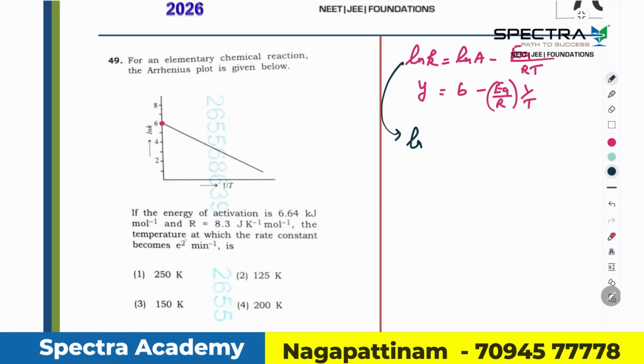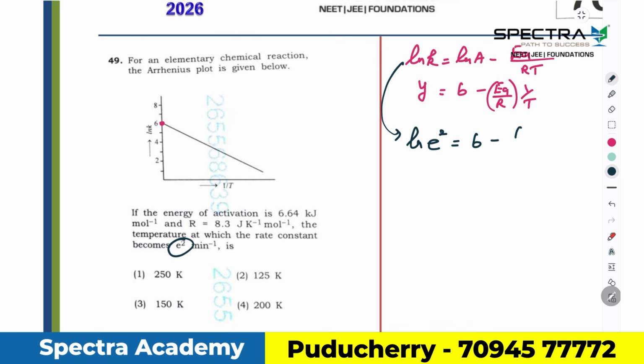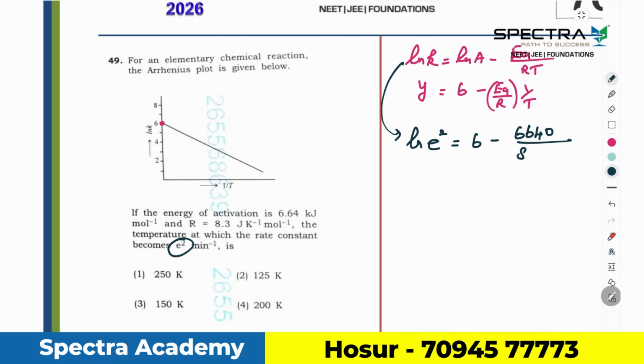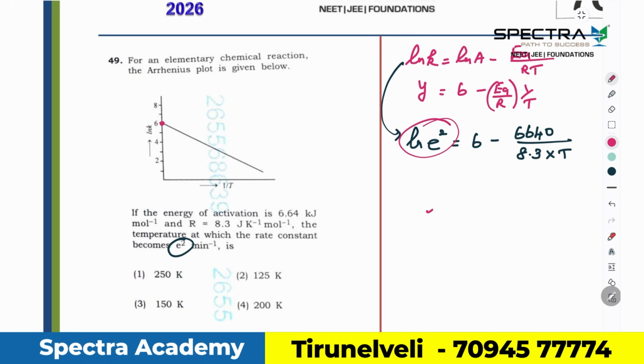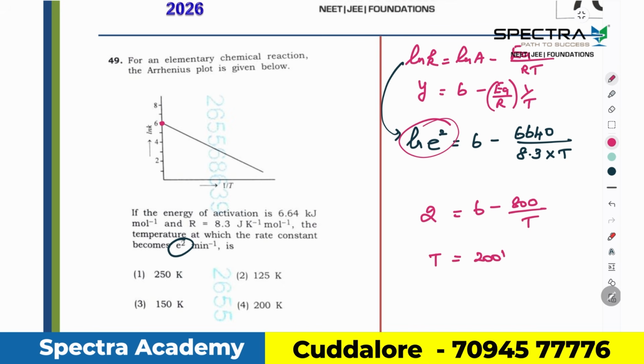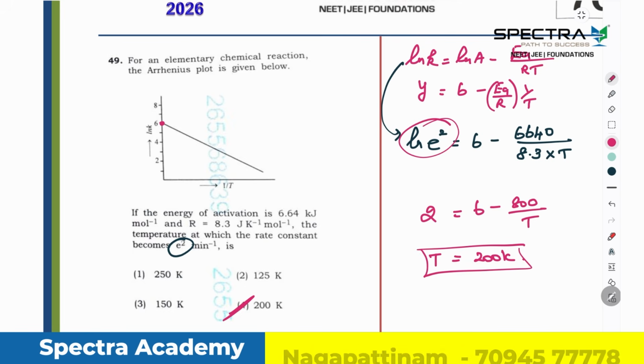So substituting the values, ln K is referred to as e square in the question, equal to ln A, which is 6, minus EA, referred to as 6640 joules, divided by R, which is 8.3, into T. So when we solve, this is 2 ln e, and ln and e get cancelled. It is equal to 6 minus 800 by T. So the final answer is 200 Kelvin. You solve this very simply and you will get 200 Kelvin as your answer.